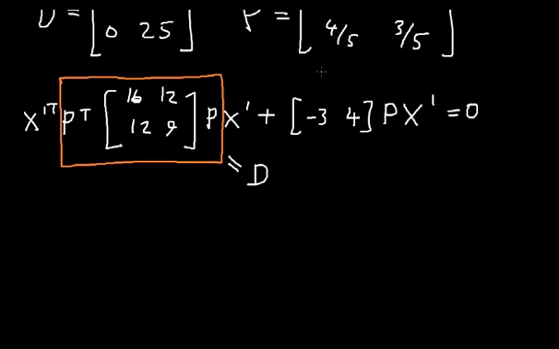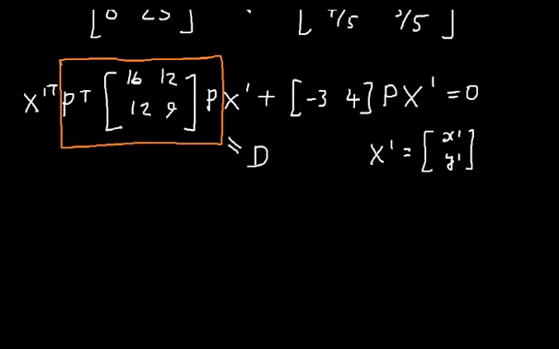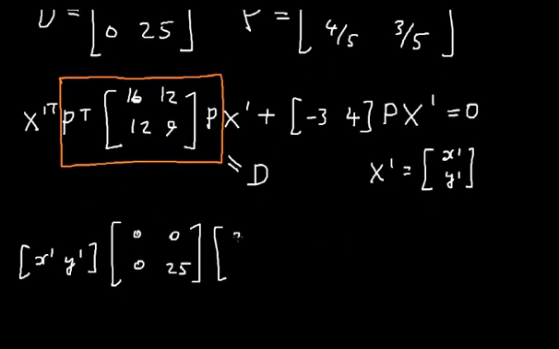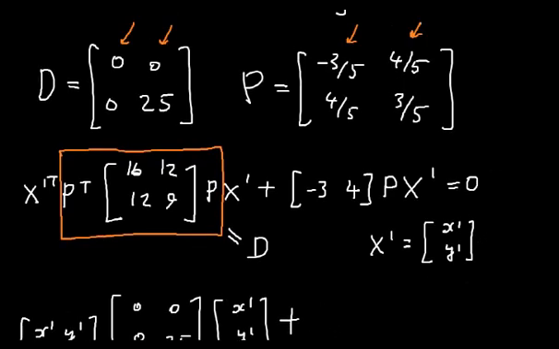Keep in mind that x prime is the column vector of x prime, y prime, which are not derivatives but different variables, and there is a certain relationship between x prime and the previous variables x, which we now don't care about anymore, via the matrix P, which we've written above. Okay, so we're going to write here the transpose of x prime, so that will be x prime, y prime. Then we've got the diagonal matrix, which is 0, 0, 0, 25, and then the x prime column. Then we have plus, and now we have to do some computation. We have to take this matrix P and multiply x prime with that, and then further multiply this by minus 3, 4.